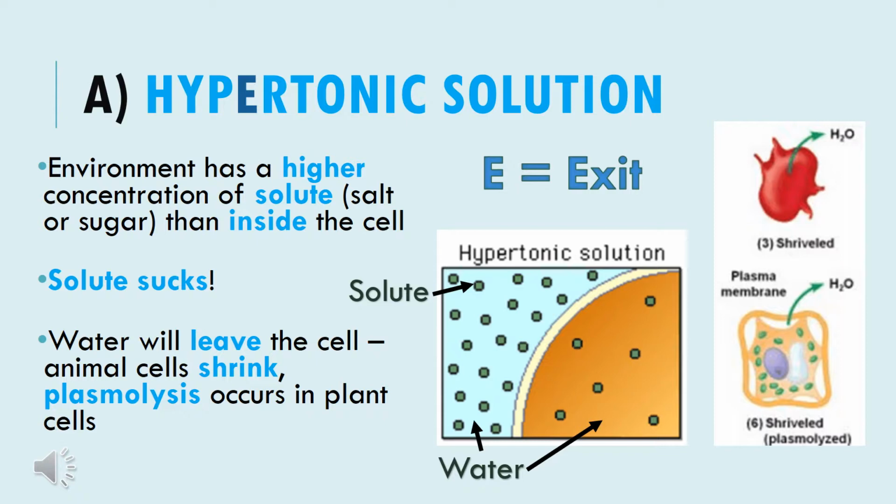If you notice, the name hypertonic on here has the E bolded and dark. That's because if you see hypertonic, you need to think E for exit, and the water will exit the cell when it's placed in a hypertonic solution.